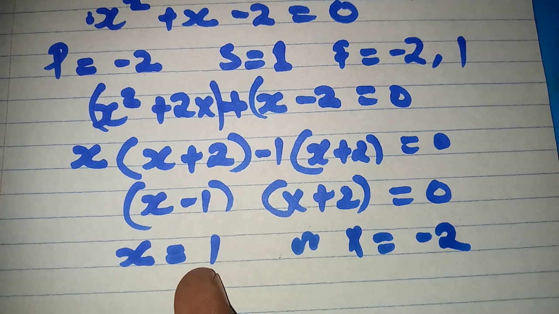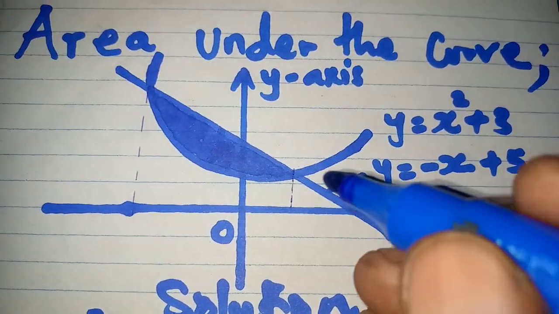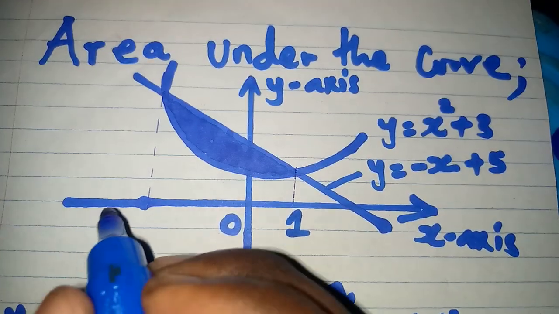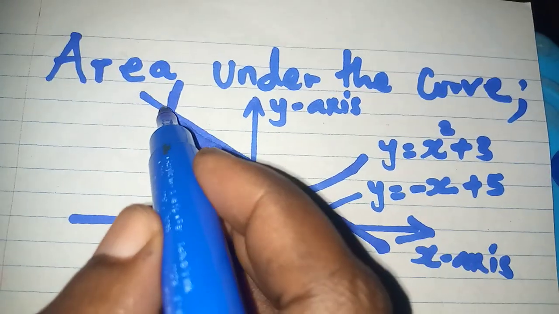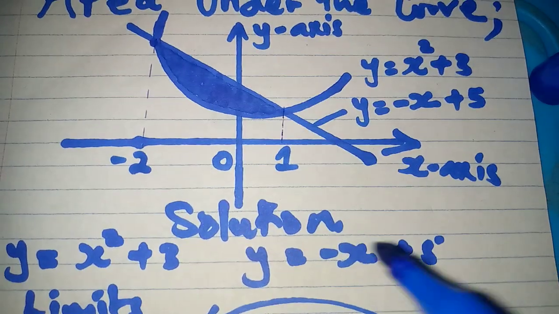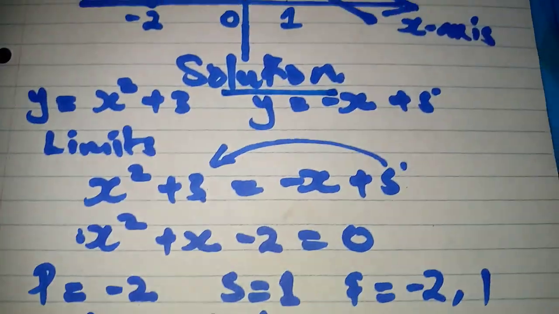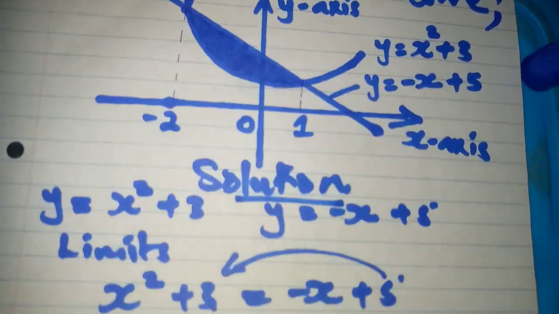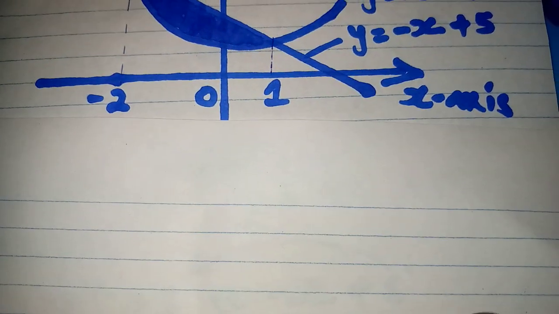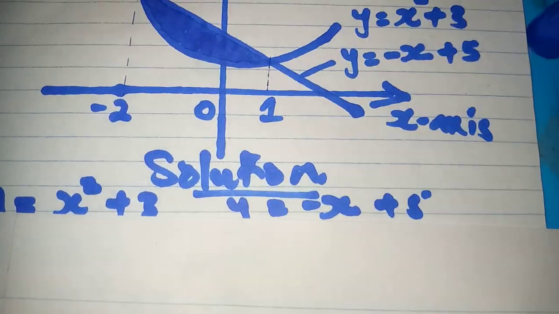From my interpretation here, that becomes 1 and negative 2, which is at this particular point. So I've managed to find the boundaries. The next step is to compute the shaded region using the first method, which is the integration method.